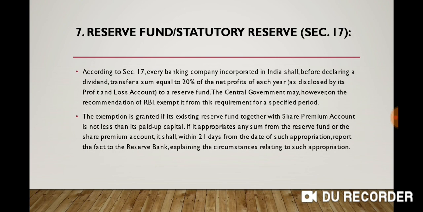Seventh is reserve funds. According to Section 17, every banking company incorporated in India shall, before declaring a dividend, transfer a sum equal to 20% of the net profits of each year, as disclosed by its profit and loss account, to a reserve fund. The Central Government may, however, on the recommendation of RBI, exempt it from the requirement for a specified period. The exemption is granted if its reserve fund together with share premium account is not less than its paid up capital. If it appropriates any sum from the reserve fund or the share premium account, it shall within 21 days from the date of such appropriation report the fact to the Reserve Bank explaining the circumstances relating to such appropriation.